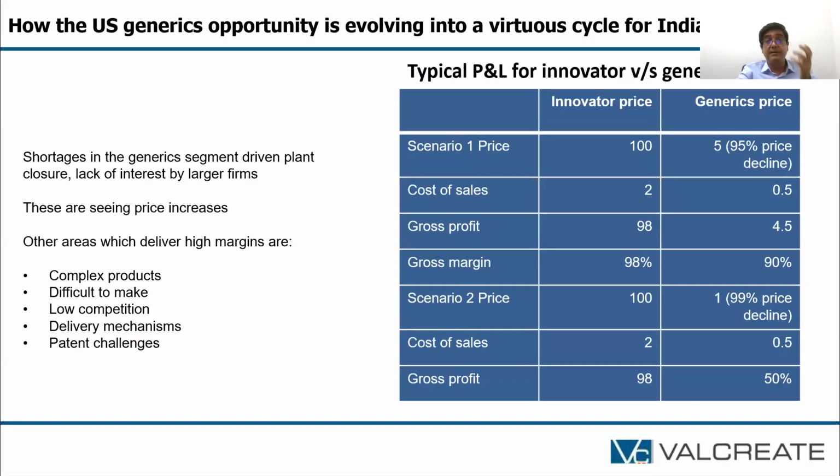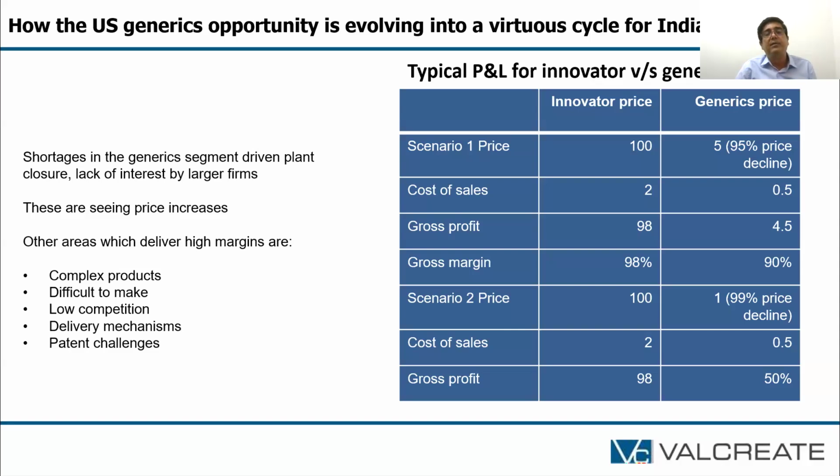So what is the opportunity in US generics that Indian companies are getting? On the right, you'll see a table, which is basically a typical P&L of an innovator versus a generics company. So let's say the innovator is Sanofi and the generics company is, say, Sun Pharma. Now, the innovator price is 100, but under patent, that price can be as high as 100. The moment the product loses patent and the price goes, say, 95% lower than the original price, the price goes to 5 rupees. But the cost of sales for the innovator is 2 rupees, whereas for a generics company, the cost of sales is only 50%, which is 0.5. So the gross profit for a generic company is 4.5 at 95% price decline, which is about 90% margins.